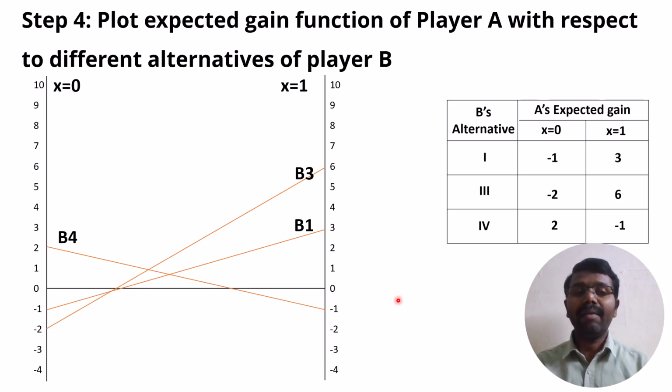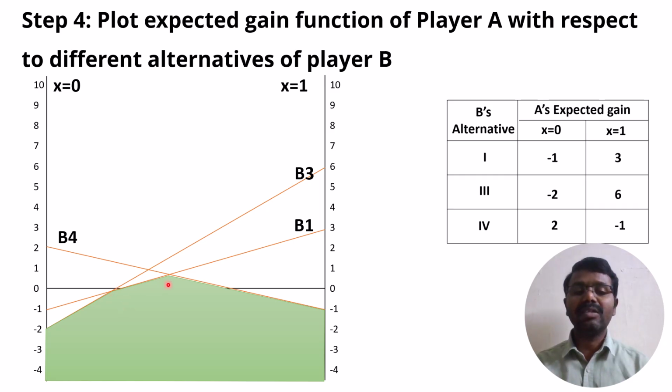Now here A's expected gain will be the maximin value. It will maximize the minimum profit. So we need to consider the minimum values, and out of that we need to maximize. If you draw the graph, these are the minimum values. Out of these minimum values, what is the maximum value? That is what the maximin value we are going to find now. This is not the maximin value because this is the minimum value only. This is the maximin value.